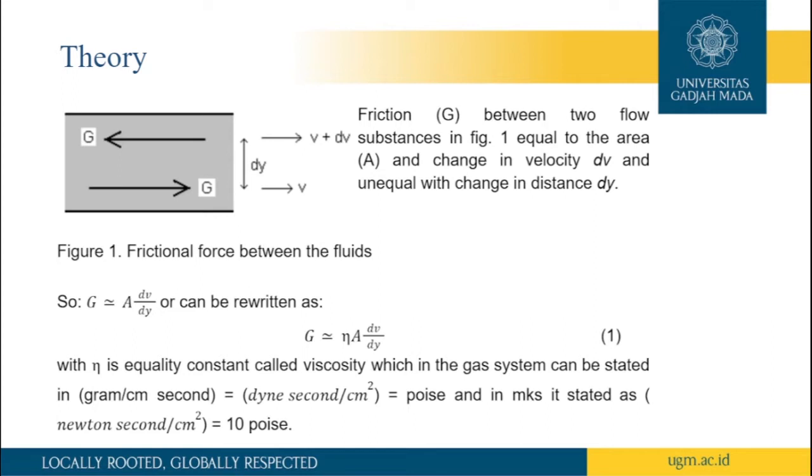So here we have figure 1. Figure 1 itself shows the frictional force between the fluids. Friction G between two flowing substances in figure number 1 is proportional to the area A and the change in velocity dV, and inversely proportional to the change in distance dy. So we can construct a mathematical equation from this information. G is equal to A times the change of the velocity with the distance y, which can be rewritten as equation number 1.